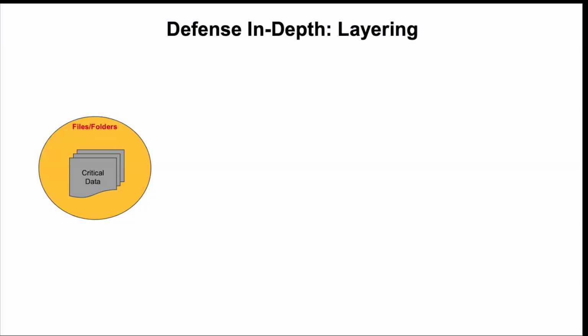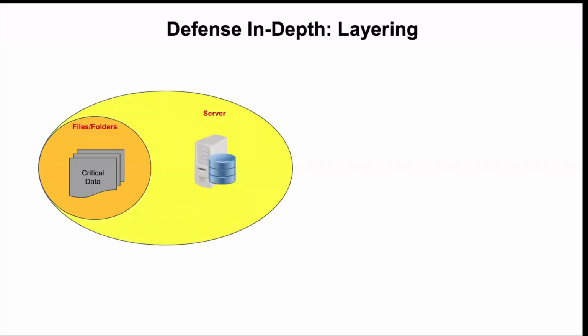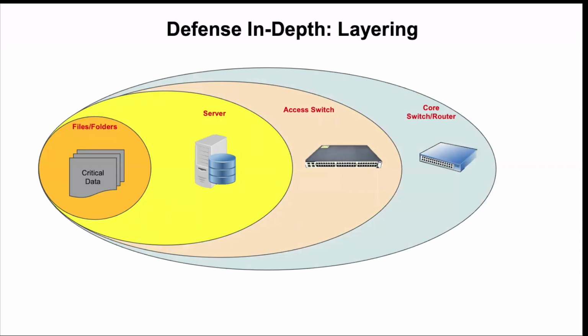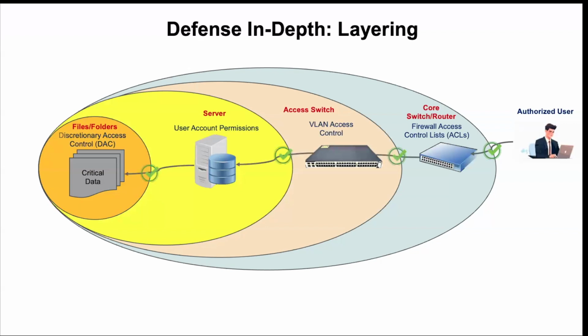Once you find their critical data and define what that is, you can start working back from there, because that critical data is probably in some files or folders on a server, and that server is connected to some type of networking device, whether it's an access switch or a core switch router with a firewall. From there, users in that organization have the ability to get to that information through all of these protected means. So now you start seeing how I can walk this thing backwards.